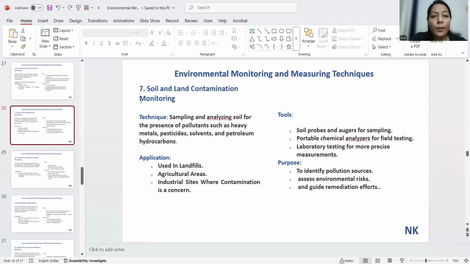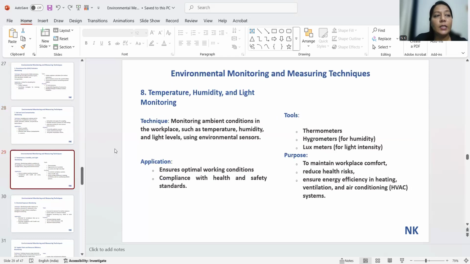In the tools part, we use soil probes and augers for sampling, portable chemical analyzers for field testing, and laboratory testing for more precise measurements. For purpose, it is to identify pollution sources, assess environmental risk, and guide remediation efforts. So this is the purpose of measuring this contamination. Next point is temperature, humidity, and light monitoring.